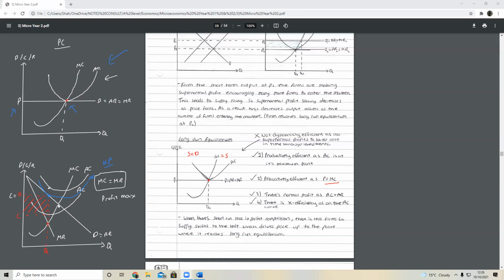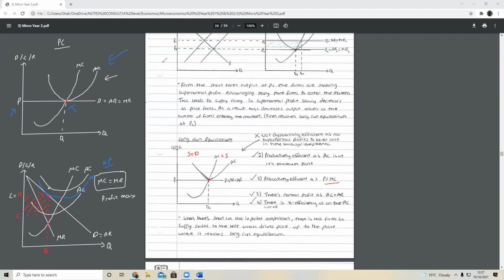If you see this diagram here where we saw supernormal profits, we're not producing on the average cost curve here. We're producing at this point here. So this is not X efficient. But if you have normal profits, this blue line here in an imperfect competition, then because we're producing on the average cost curve, this would be considered as X efficient.